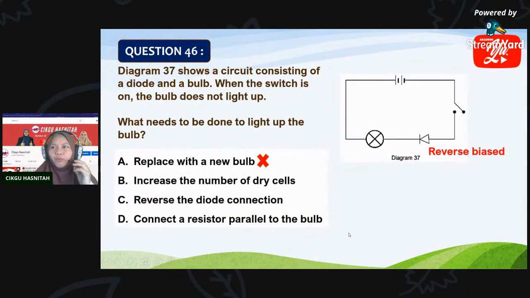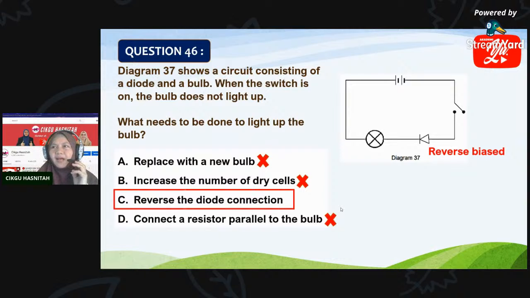So what can we do so the bulb can light up? A, wrong, nothing to do with the bulb. The bulb is just okay. Increasing the number of dry cells is not helping. Connecting a resistor parallel to the bulb also doesn't make any change. So the answer is to reverse the diode connection. Yes, Arifah Haminuddin, the answer is C, reverse the diode connection.